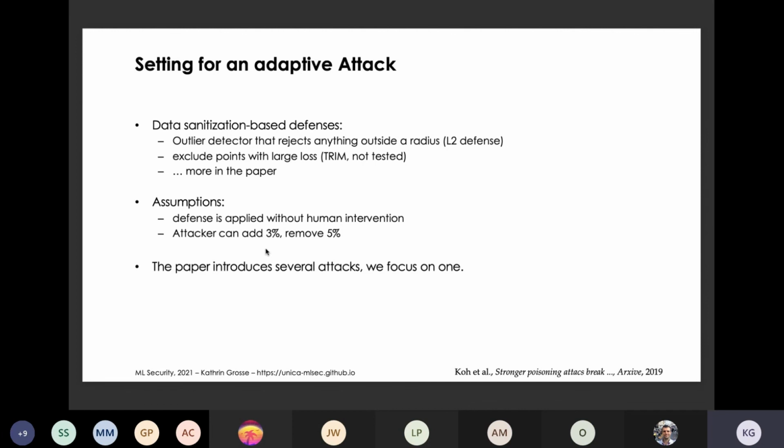And the assumption they have is that the defense is applied without human intervention. This is a very important assumption, because in a lot of cases, you would say, yeah, but if I look at that, I would see that the point is different. But this doesn't really scale, because the reason why we use ML is because we don't want people to look at that, and we don't want people to solve this task. So this is a very valid remark here. And they further assume that the attacker can add less or equal to 3% of the data and remove up to 5%.